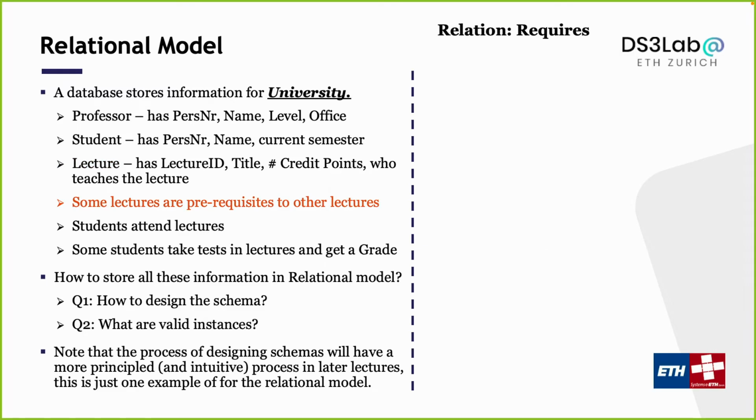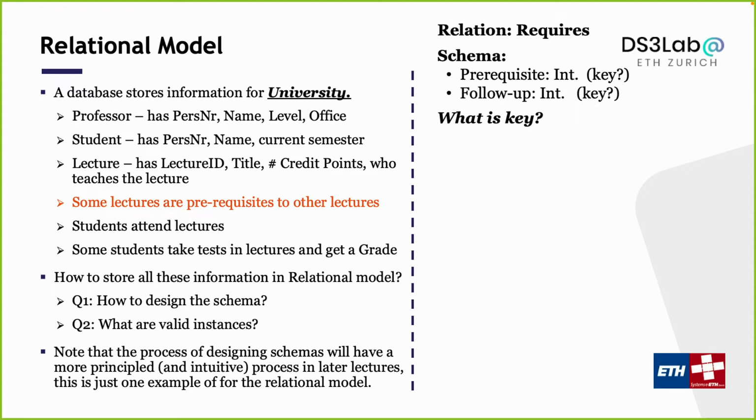And then we have other information. For example, there's the prerequisite relationship between different lectures. Before you take some lecture, you need to take some other lecture. In this case, how can you represent that information? You could have one relation called requires, and then you put the prerequisite as one of the attributes, and you put the follow-up lecture as another attribute.